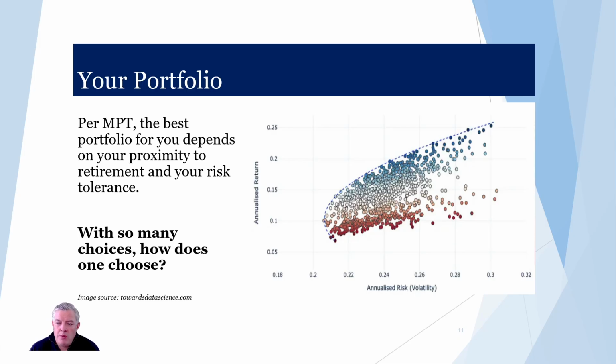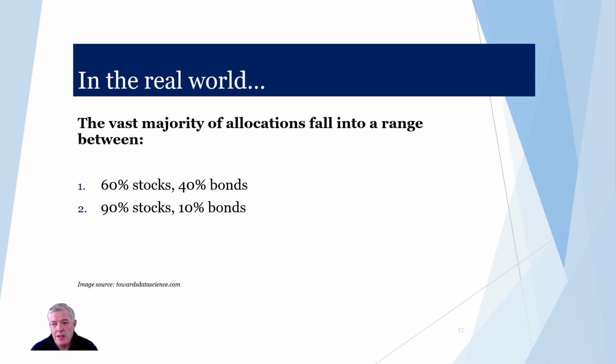So, with MPT, the question becomes, well, which portfolio should I choose, if you don't want to use one of the target date funds? Really, the answer depends on each individual's proximity to retirement and their risk tolerance. But in the real world, if you're not doing a target date fund, and even if you are, the vast majority of allocations live somewhere between 60% stocks, 40% bonds, and 90% stocks, 10% bonds.